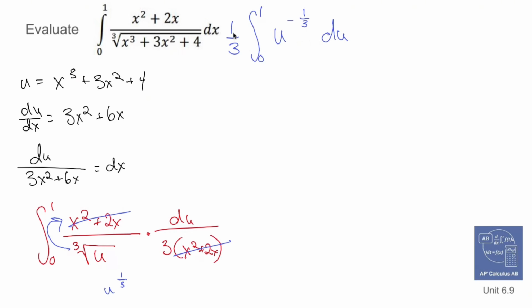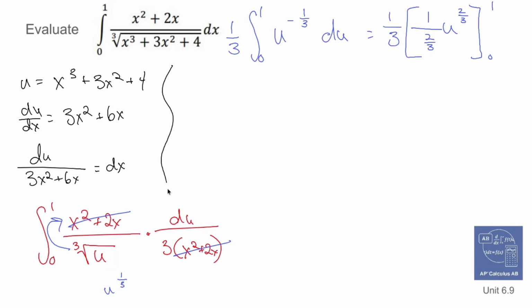So now I'm going to integrate with respect to u. 1/3 is still going to linger out there. This is going to be 1 over 1 minus 1/3, which is 2/3, u to the 1 minus 1/3, which is 2/3. And I still have those limits of integration, but they have to do with x of 0 to 1. So I've got quite a ways to go before I'm super happy with what I have.